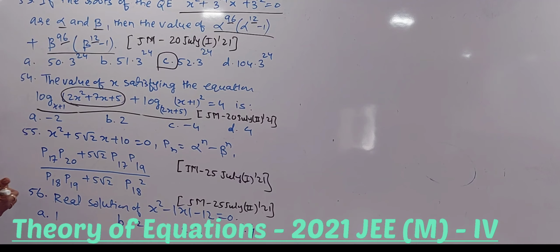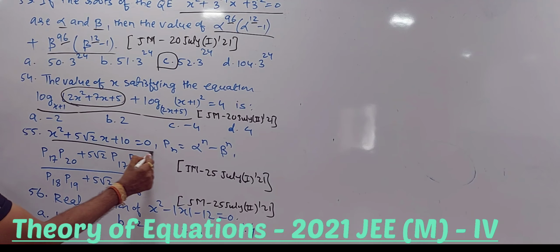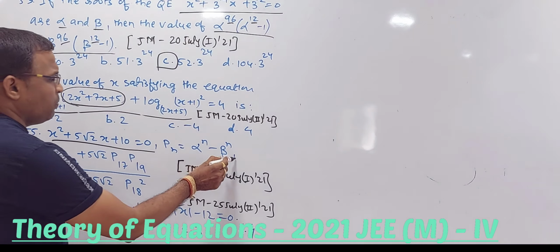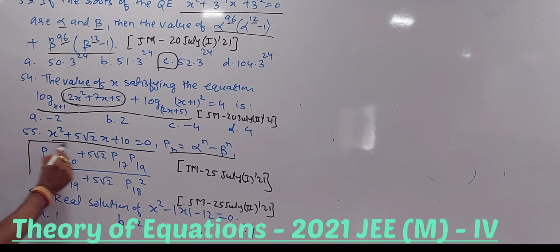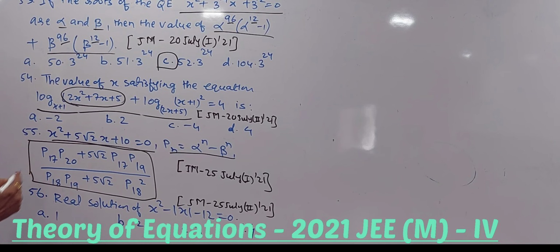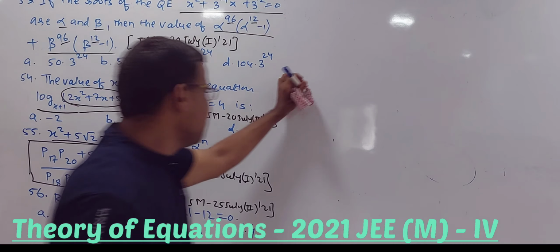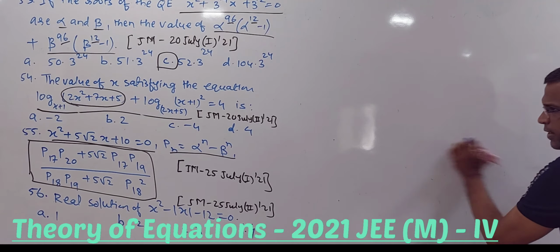Now jumping to the next question, that is the 55th question. X square plus 5 root 2x plus 10 is equal to 0, and they have given p n is equal to alpha power n minus beta power n. It's a good question. They have asked us to find the value of this. And further there is no option. That means it's an integer type question.